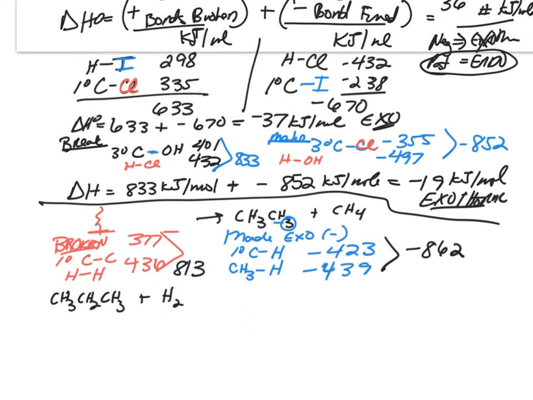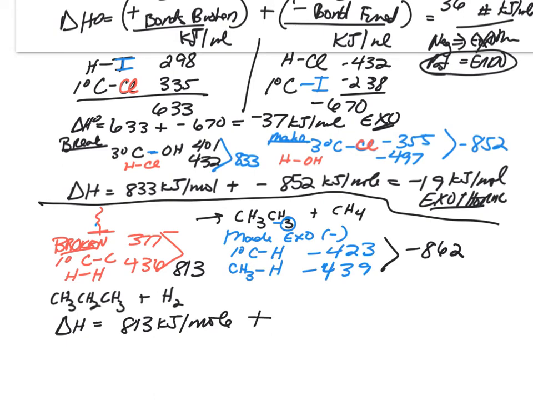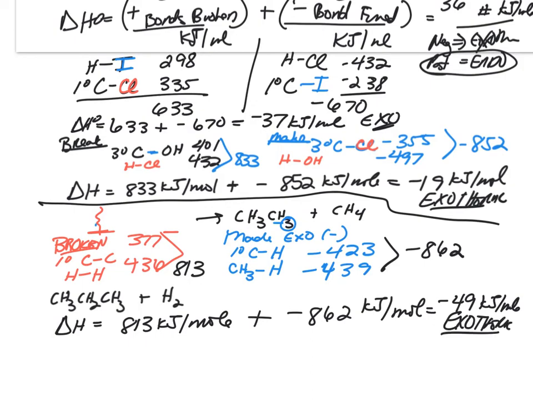And so then when we add this up, we do delta H equals 813 kilojoules per mole plus a negative 862 kilojoules per mole. And we add that together with our calculator. We get negative 49 kilojoules per mole, and we call that an exothermic process because it's negative.